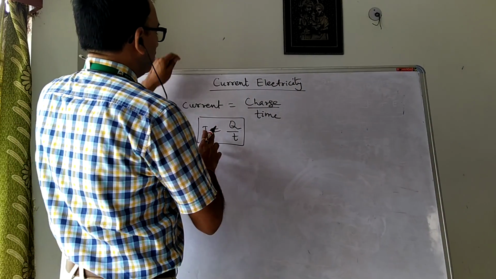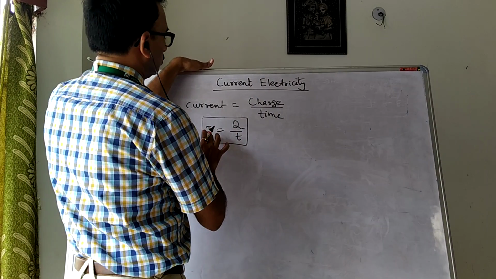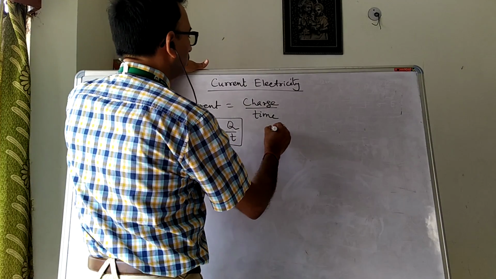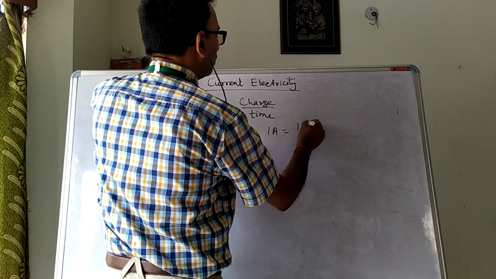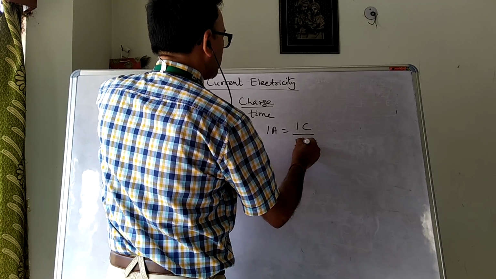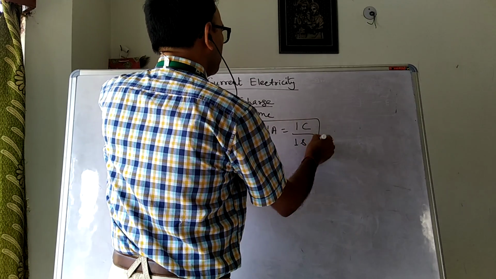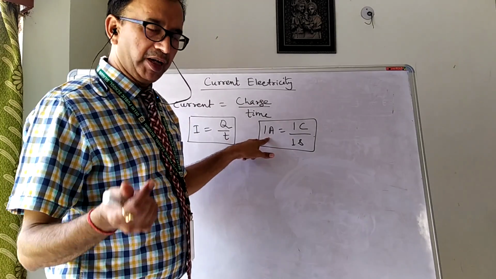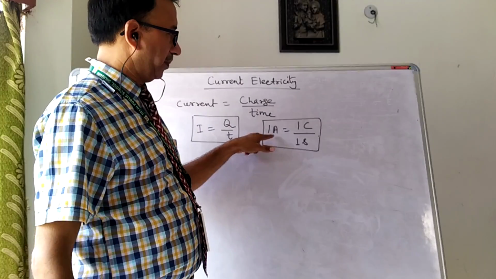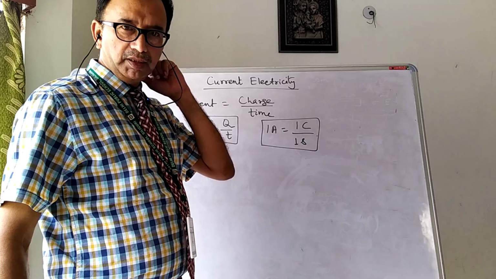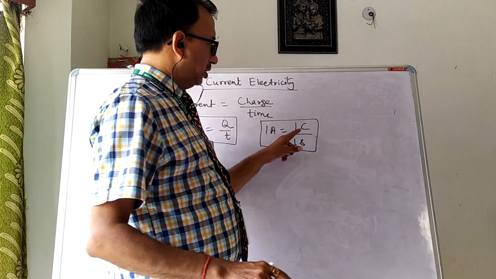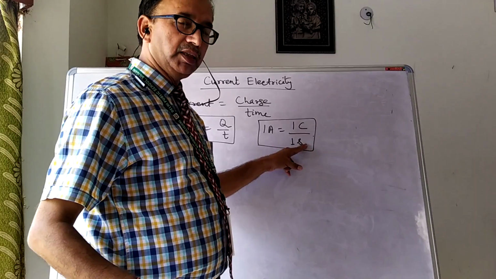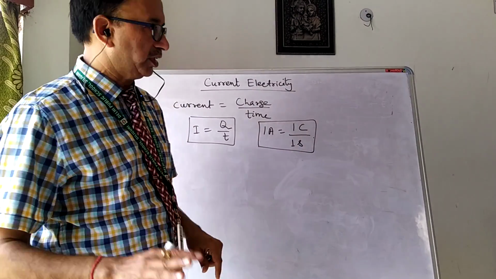Now, I equals Q by T. The SI unit is ampere. So 1 ampere is 1 coulomb by 1 second. This is a bigger unit. We will have milliampere, microampere and others. Now how do we define 1 ampere? If you define it like this, 1 coulomb per second, then this is not a correct definition.